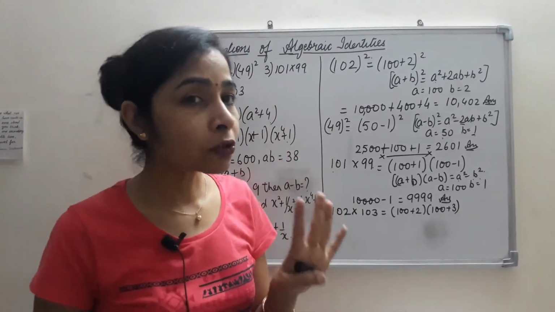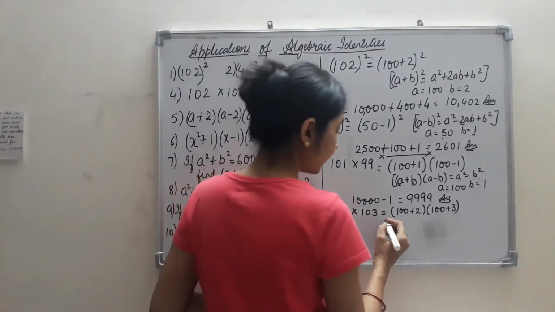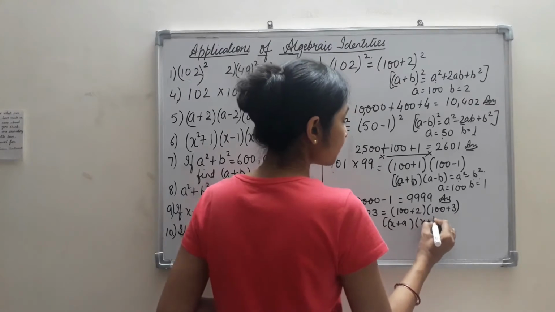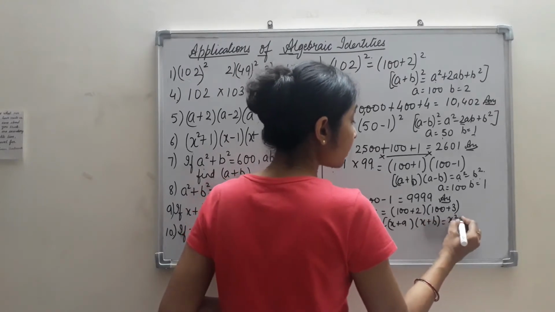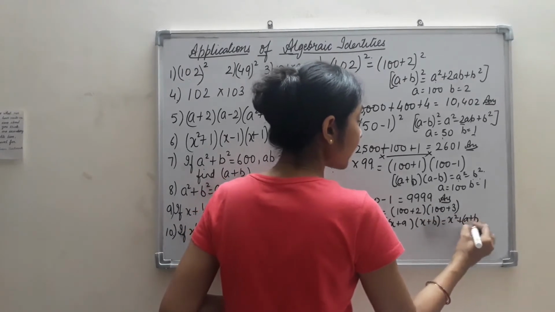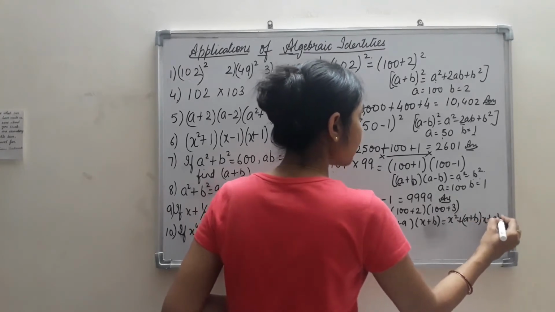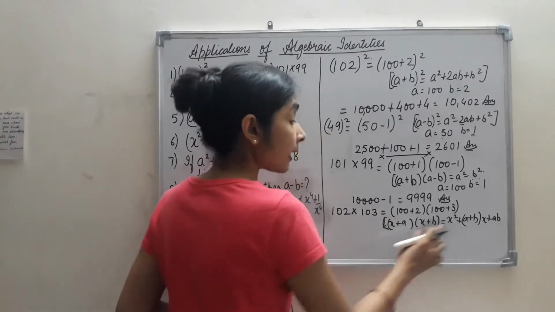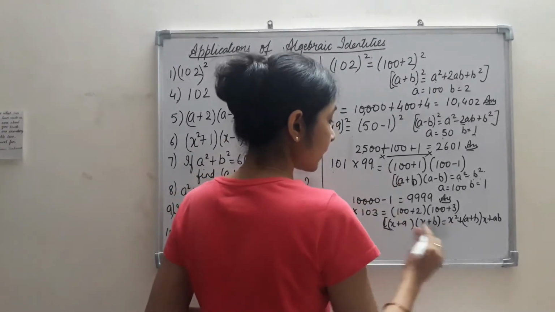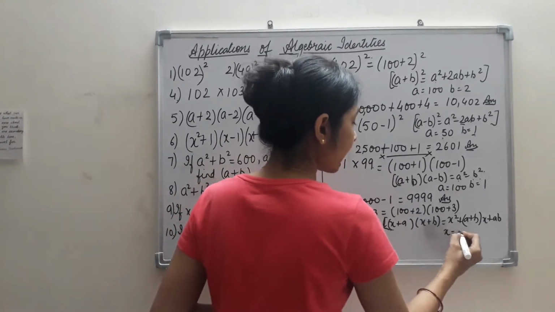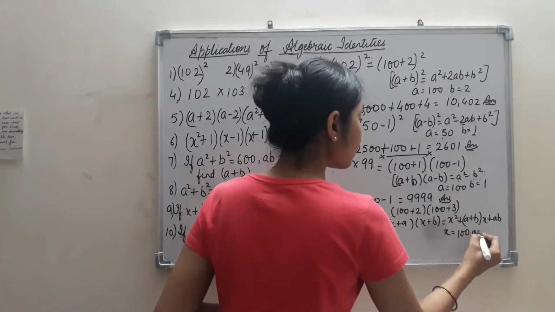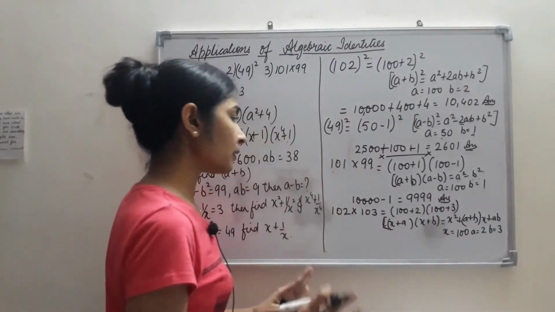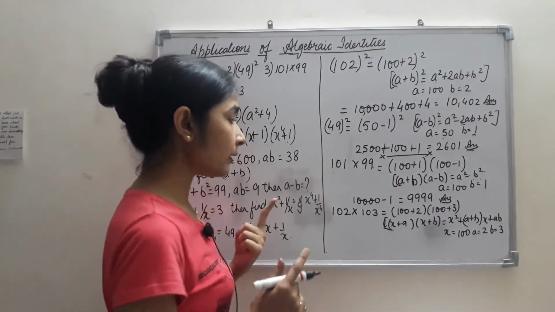So we use the fourth identity here, and the identity is (x plus a) multiplied by (x plus b) gives us x square plus (a plus b)x plus ab. Okay, so what do we get here? First of all, what is x here? x is equal to 100, a is equal to 2, and b is equal to 3. Now just putting the values, we will get the answer in one line only.